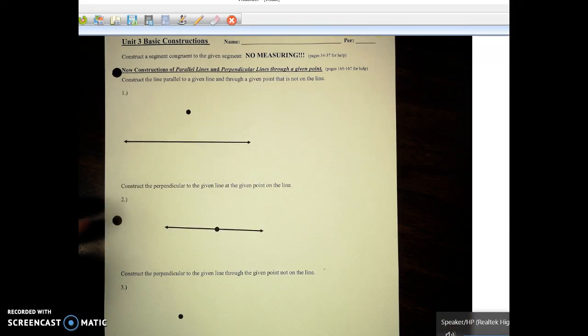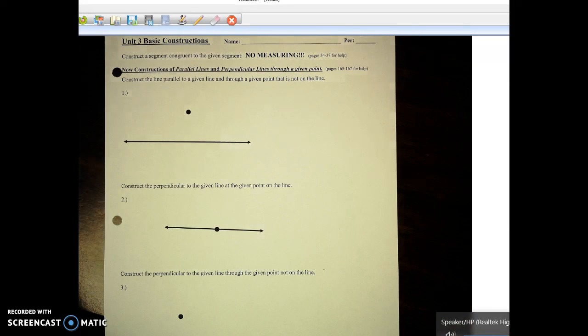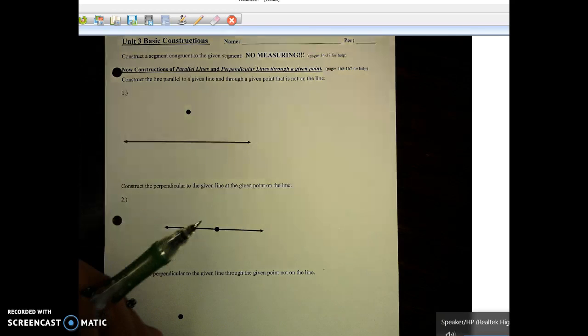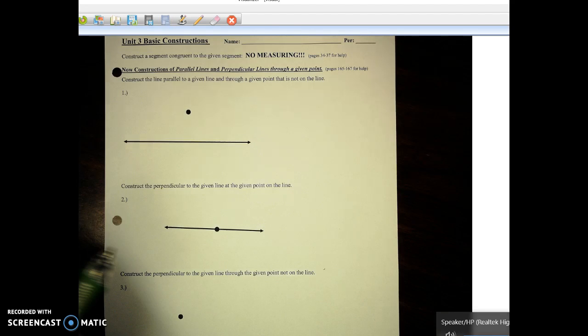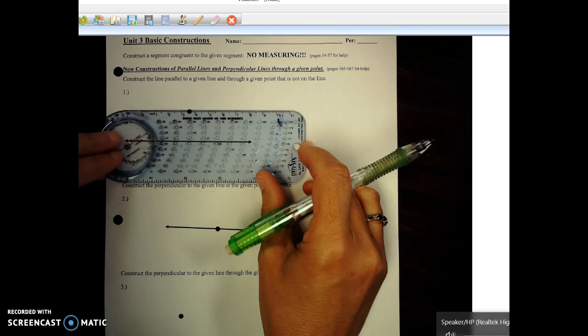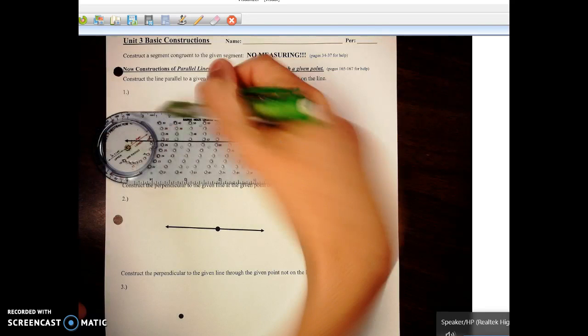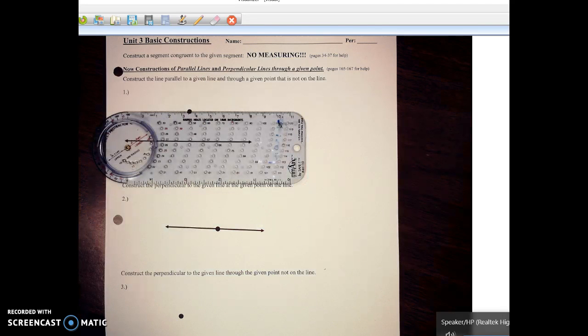All right, today I'm going to walk you through the basic constructions from this unit, which is with parallel and perpendicular lines. So number one, we're trying to construct a line parallel to that one. If you think about it, we're trying to draw a line roughly in here. There were several different ways to prove that lines were parallel, or in this case, get lines that are parallel.